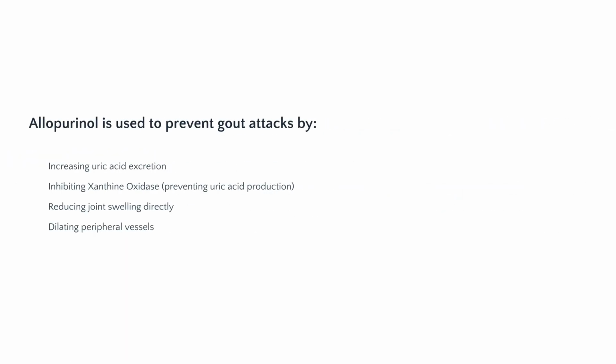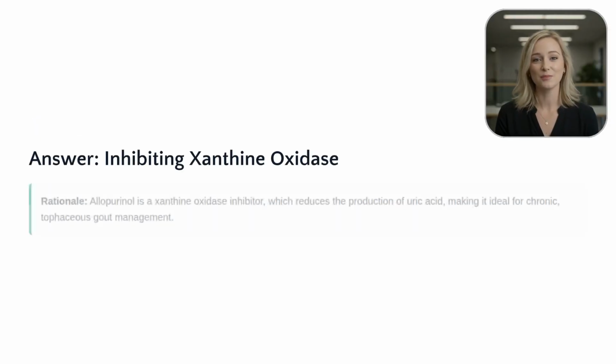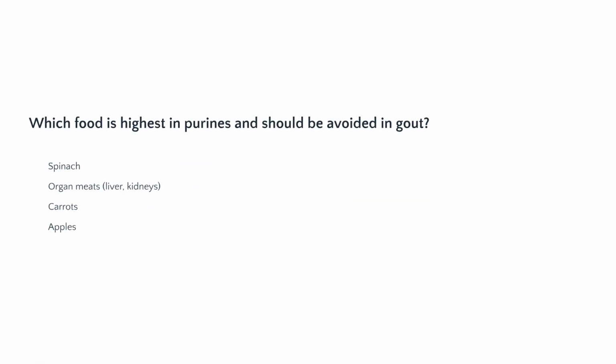Allopurinol is used to prevent gout attacks by what action? The correct answer is inhibiting xanthine oxidase. Allopurinol is a xanthine oxidase inhibitor, which reduces the production of uric acid, making it ideal for chronic tophaceous gout management. Which food is highest in purines and should be avoided in gout?